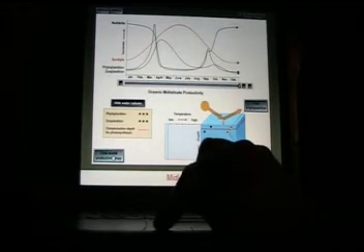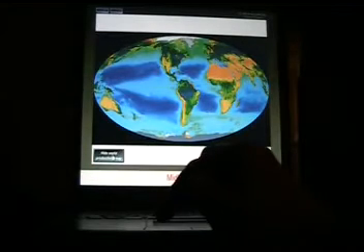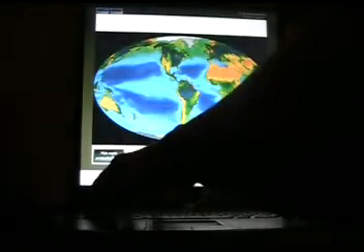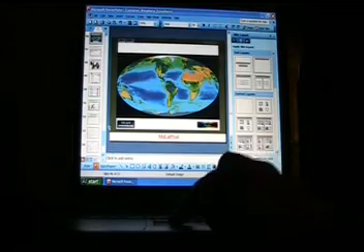So if you want to look at the world productivity map, there you go. We've already seen that.